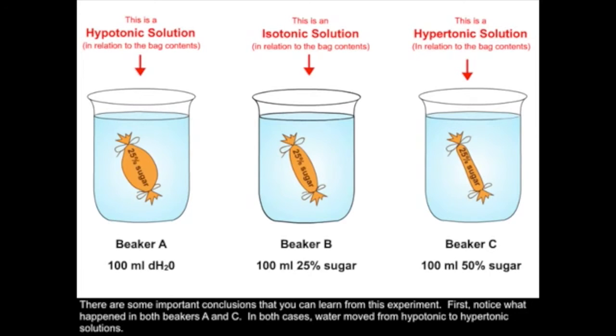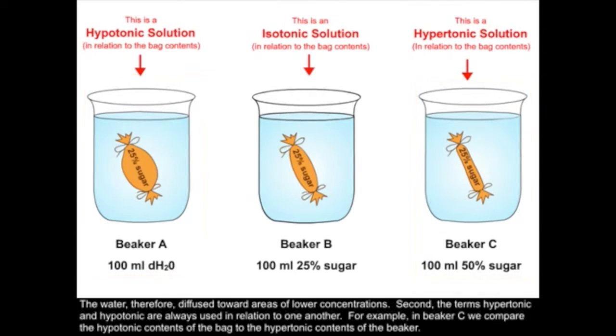There are some important conclusions you can learn from this experiment. First, notice what happened in both beakers A and C. In both cases, water moved from hypotonic to hypertonic solutions. The water, therefore, diffused toward areas of lower concentrations.